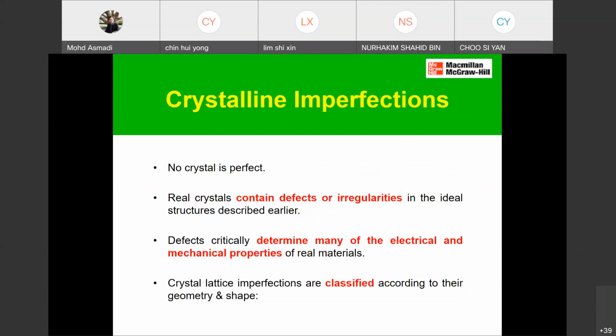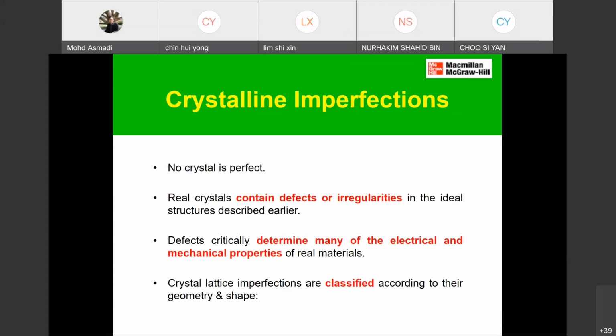For crystalline imperfection, just to let you know that a crystal is not perfect. They contain defects, or irregularities in the structure. Defects critically determine many of the electrical and mechanical properties. So actually, when we mix materials together, as I told you, we can increase the properties of the materials. It can be classified according to the geometry and also the shapes.